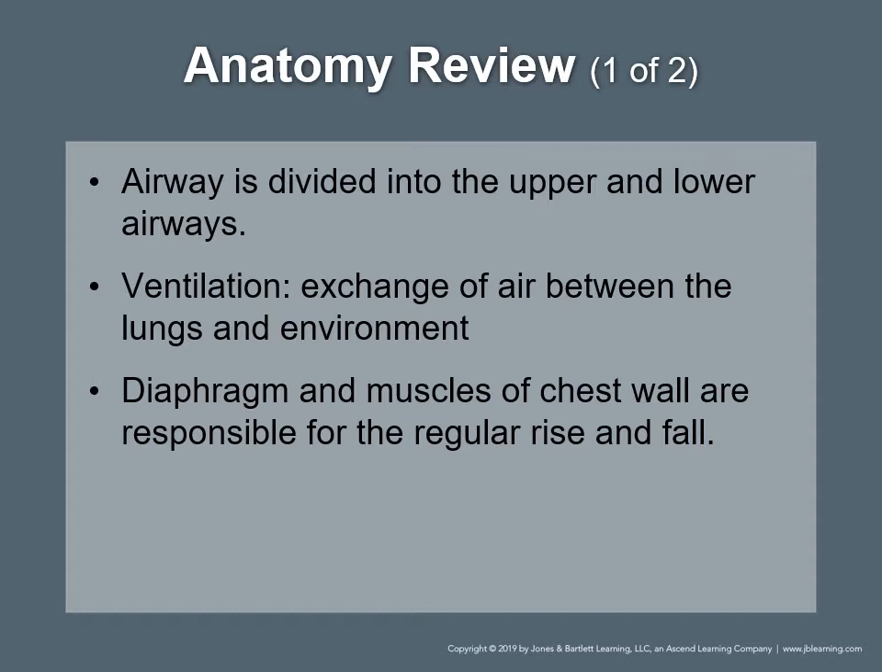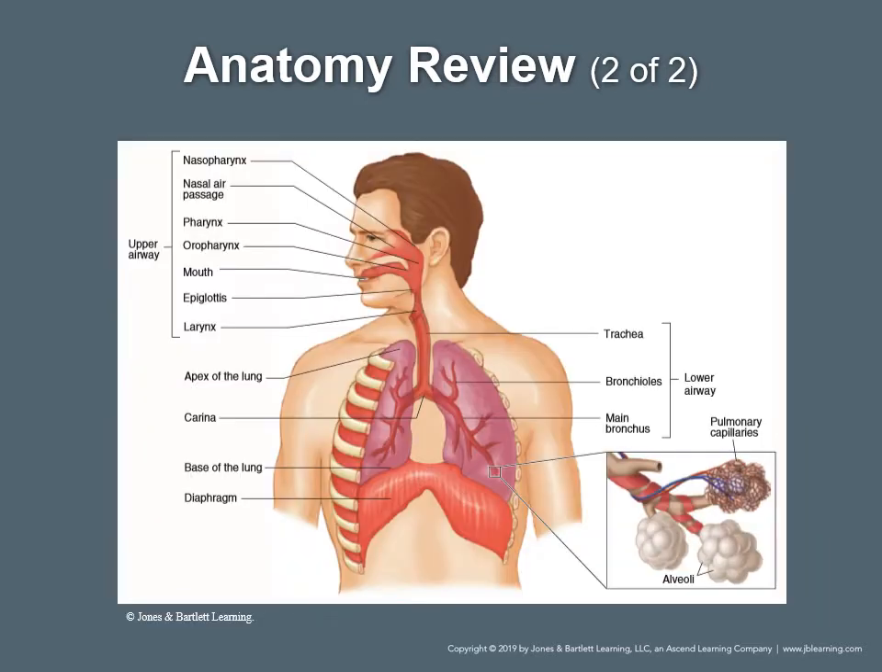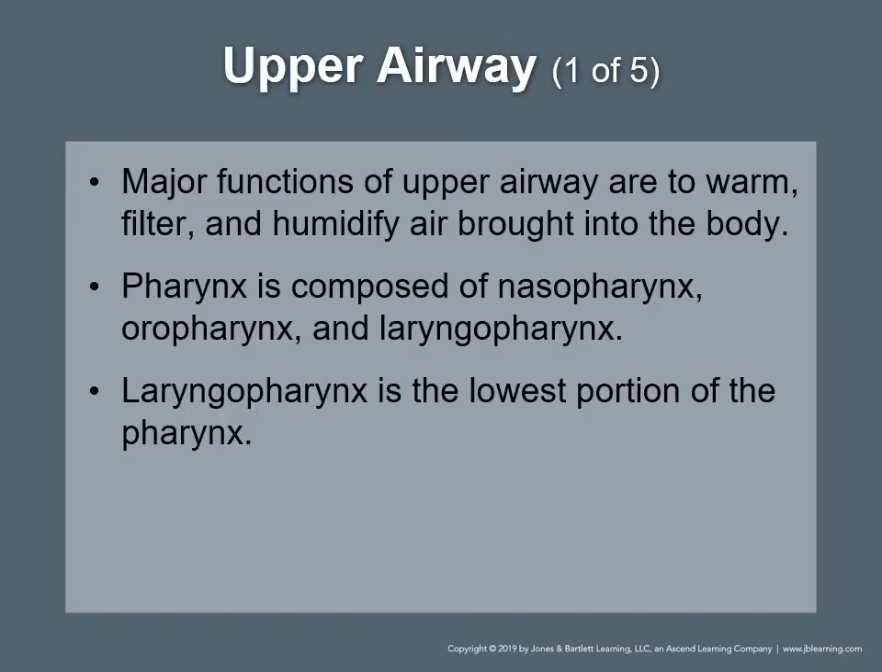Ventilation is the exchange of air between the lungs and the environment. The diaphragm and muscles of the chest wall are responsible for the regular rise and fall of the chest. This figure shows the structures of the upper and lower airways. The upper airway, the larynx, is considered the dividing line between the upper and lower airways.